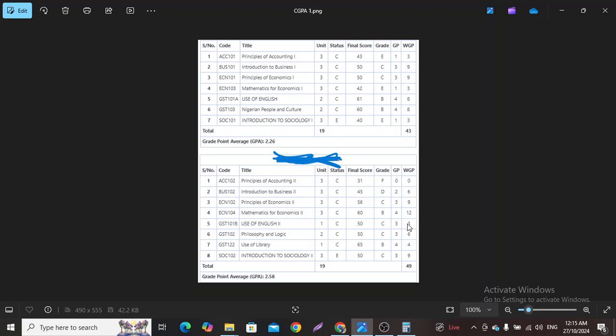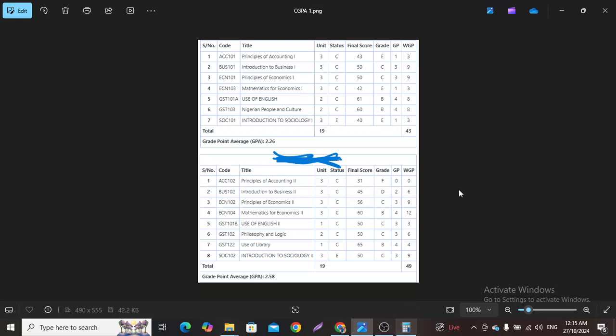So if you look at the way it is being displayed, it means that the course unit has a significant role to play in what weighted grade point you are going to earn at the end of the day. Look at the case of F, where the course unit is 3. It's 0 times 3, which means 0. You understand now? But assuming this is an A, it would have been 5 times 3, which would have been 15. So this is the way the results are displayed and presented.